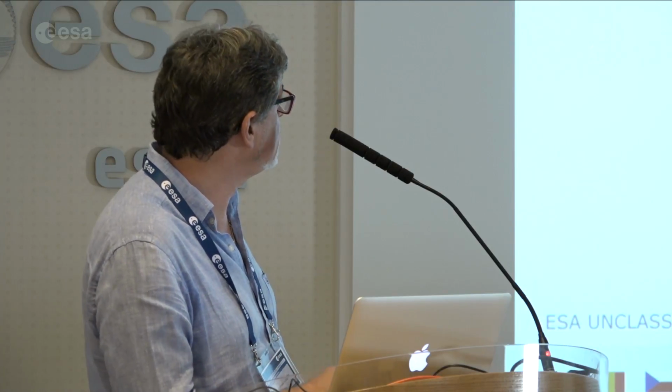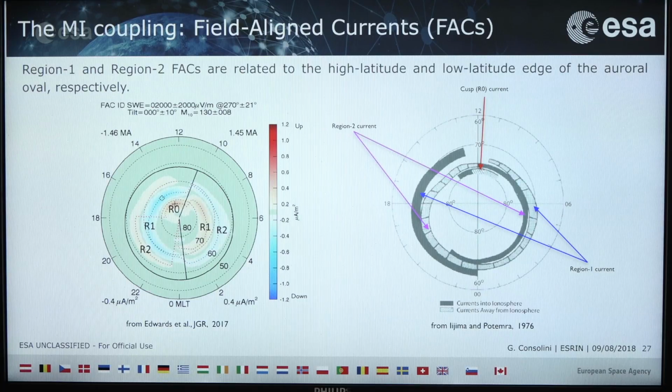This is an example of the currents that flow in the magnetosphere, in the high latitude ionosphere. And this is a reconstruction of the same that is done using data from many satellites, I believe Ørsted, Swarm, and CHAMP, not Ampere. And we can recognize the two structures, R1 here, which is the same, this is an old picture, R0, which is the Cusp precipitation, and then we have R2, 1 and 2. Okay.